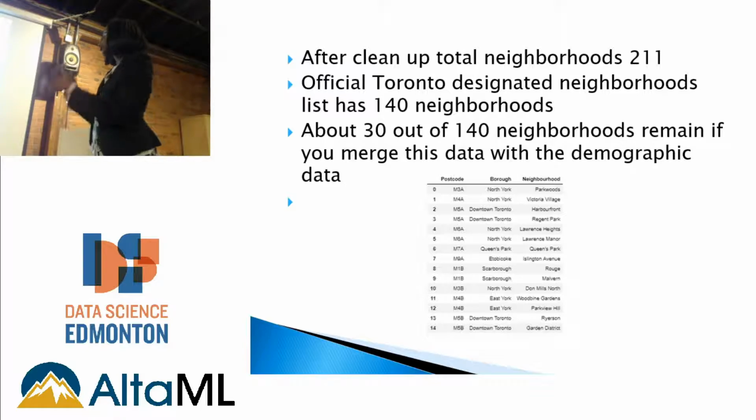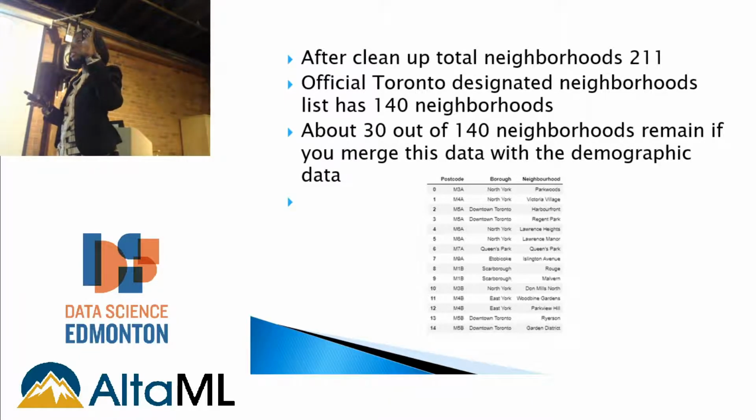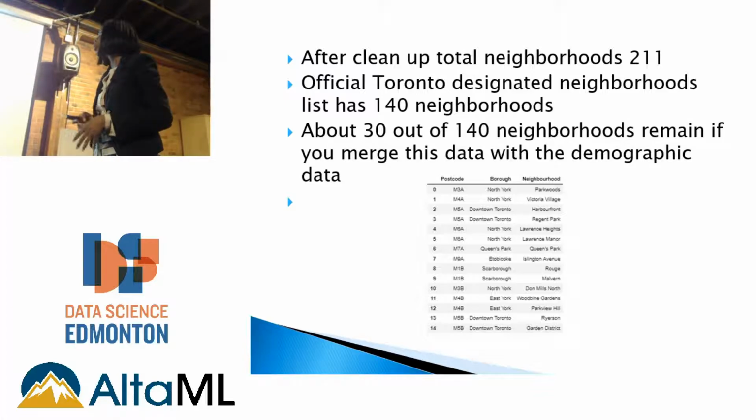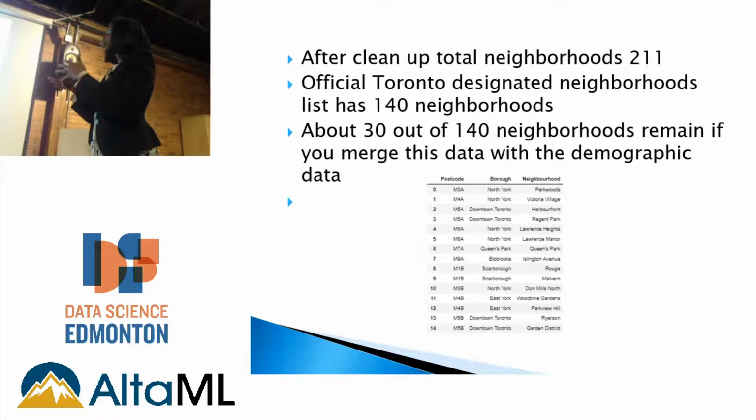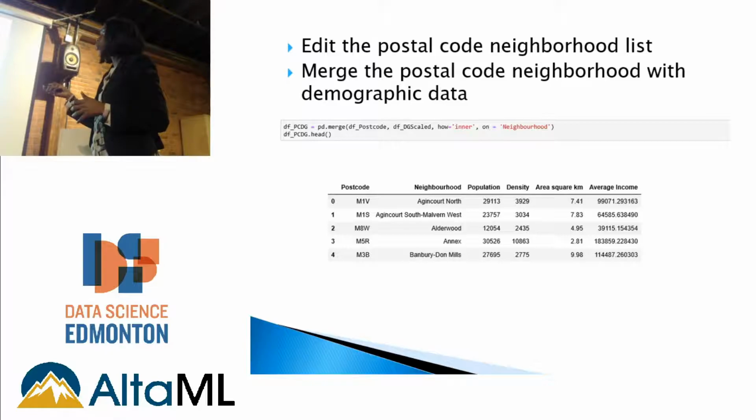So I decided to sort the list, because they had another list that has both the designated list of 140 neighborhoods that the City of Toronto came up with, together with the actual neighborhoods that correspond to those. I used that to edit it, and after editing it, this time I got at least 95% of the neighborhoods, and that is what I continue with.